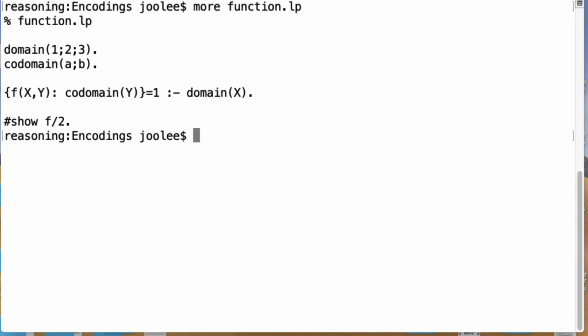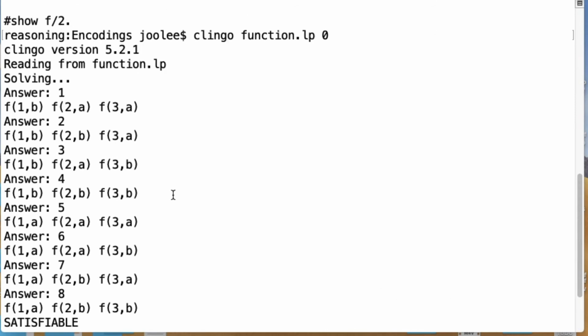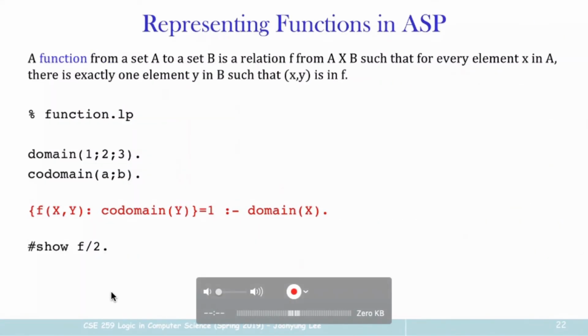So how many functions are there when the domain is 1, 2, 3 and codomain is A, B? 8, right? So I put 0 at the end to return all solutions. And as you see, there are 8 of them. Okay? So here, 1 is mapped to B, 2 is mapped to A, 3 is mapped to A. This is one possible function. There's another function, another function, another function. Okay? And each of these 8 represent the mapping that I showed you earlier.